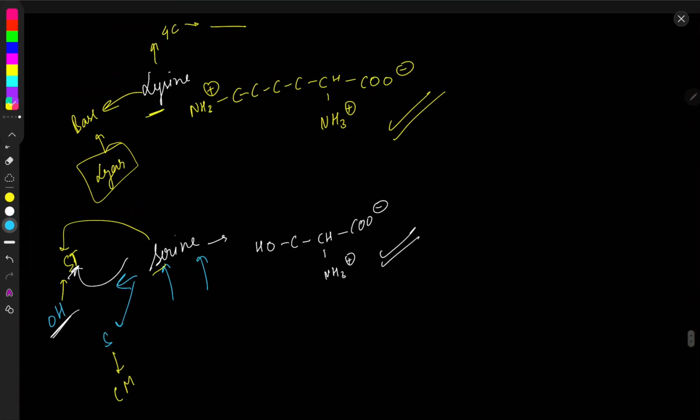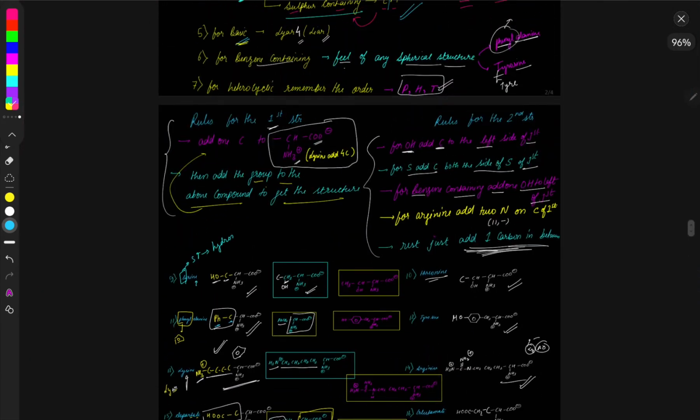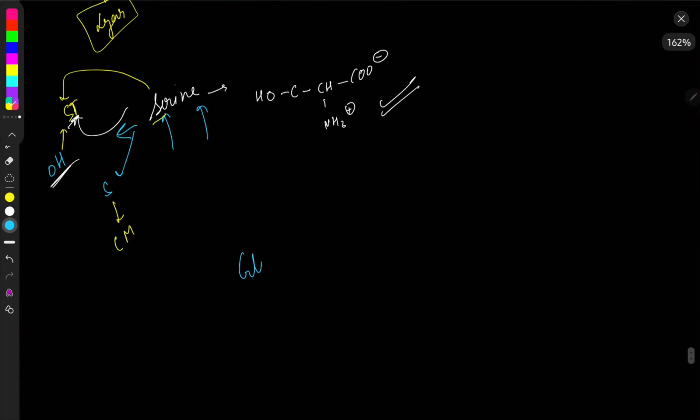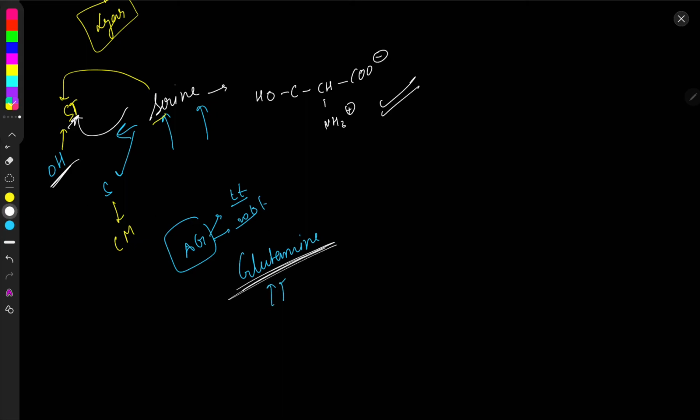Now let's take any second structure. For example, let's take glutamine. Are there 2 T's? See, glutamine comes under A and G, right? So in A and G we have to see whether there are 2 T's or not. No, there are no 2 T's. So it would be the amide of acidic. As the first structure is of A, the second structure is of G. So this is the second structure, right?